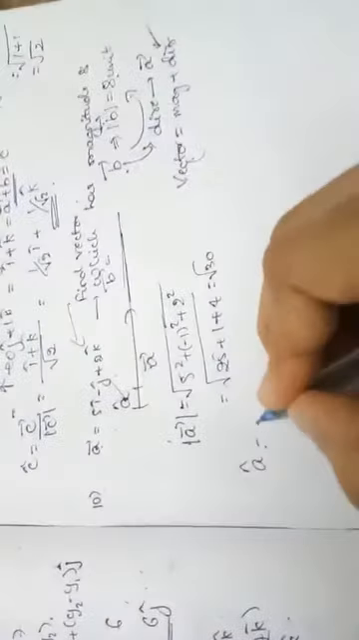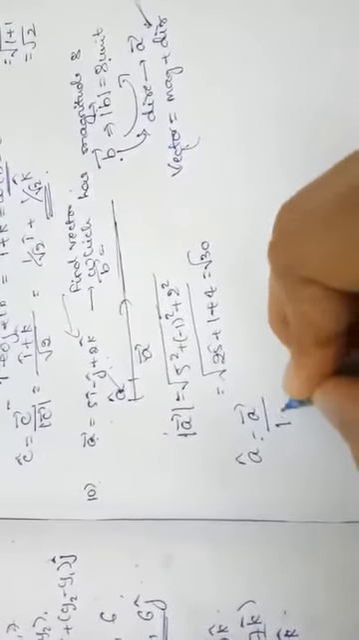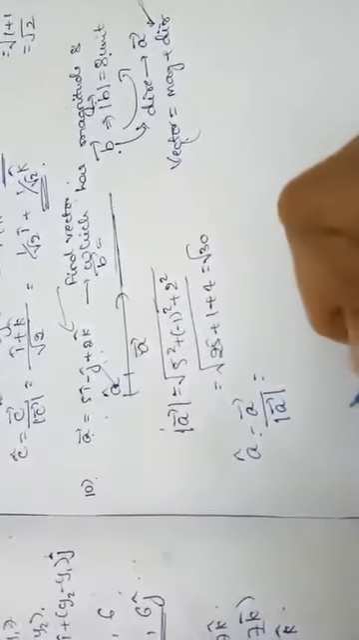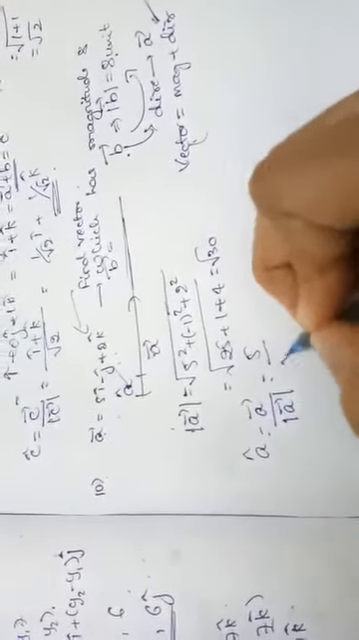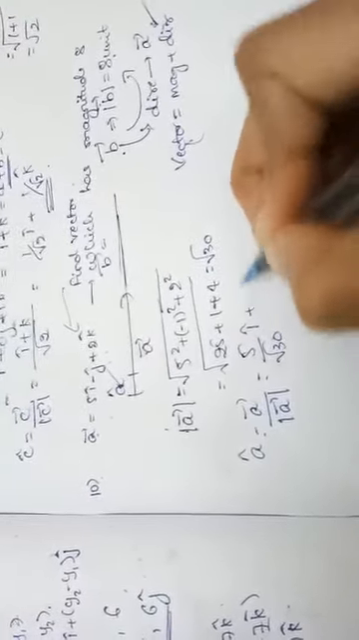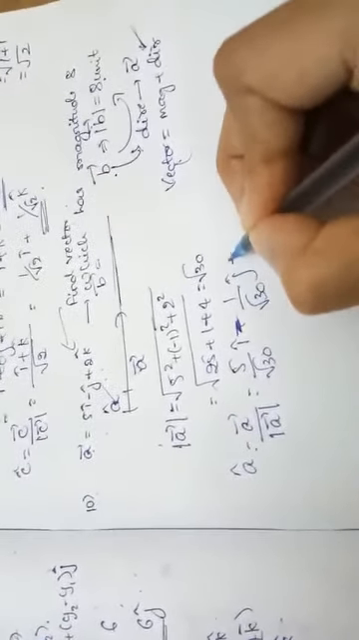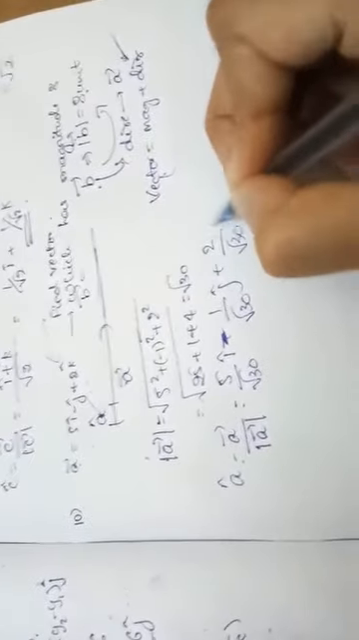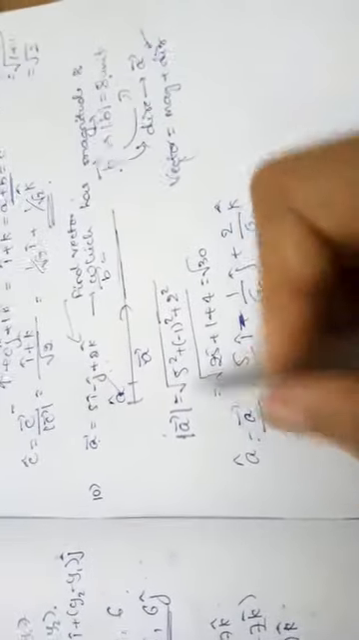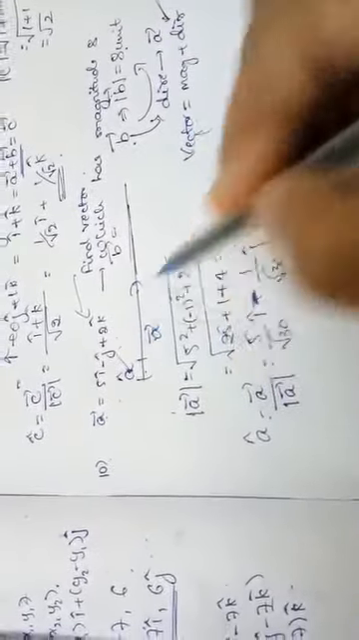How are we going to find the unit vector? It is nothing but vector A divided by the magnitude of vector A. So it will be 5 by root 30 i cap minus 1 by root 30 j cap plus 2 by root 30 k cap. This is our unit vector in the direction of vector A.